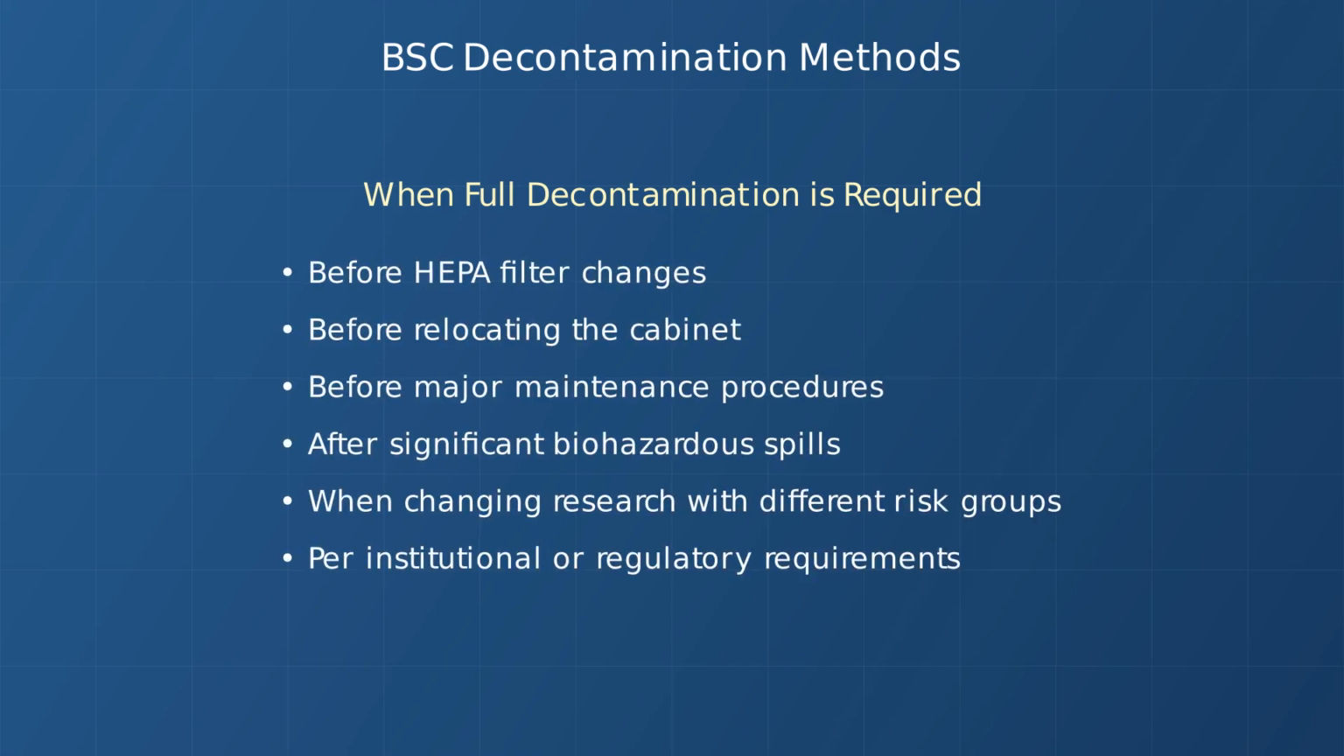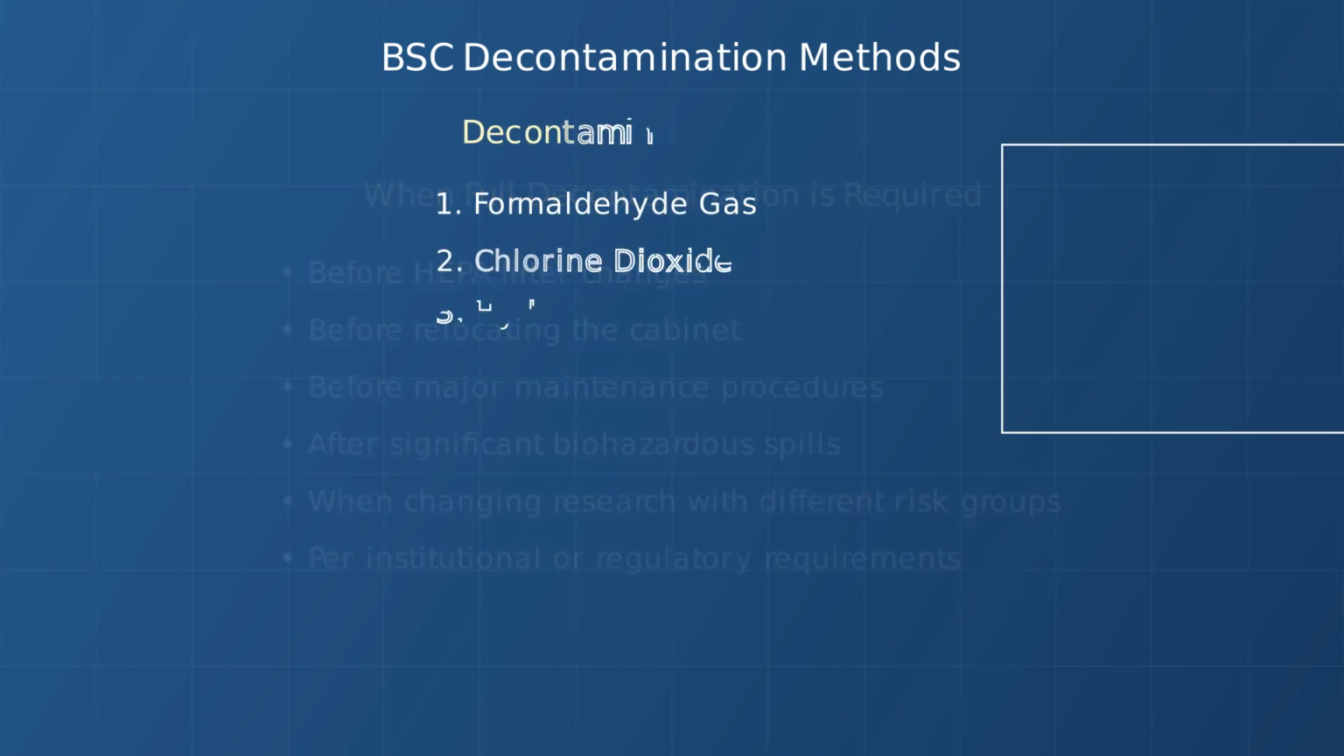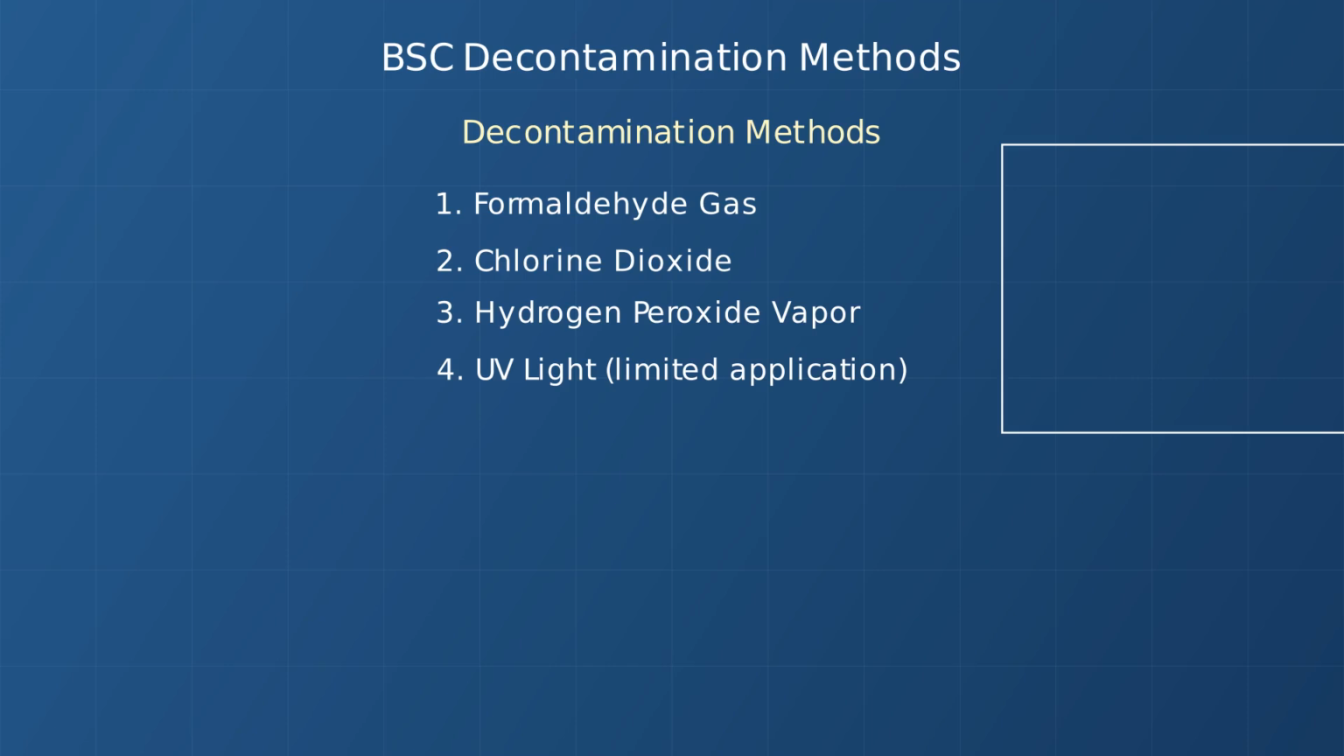These include before HEPA filter changes, before relocating the cabinet, prior to major maintenance procedures, after significant biohazardous spills, when changing research with different risk groups, and per institutional or regulatory requirements. There are 4 primary methods used for complete BSC decontamination: formaldehyde gas, chlorine dioxide, hydrogen peroxide vapor, and ultraviolet light, which has significant limitations.